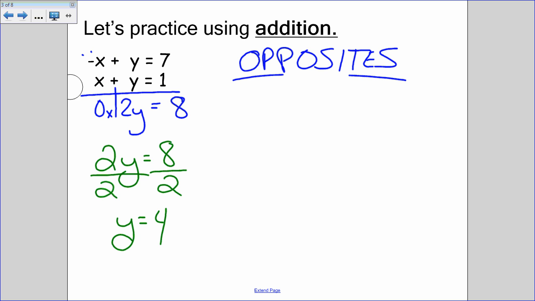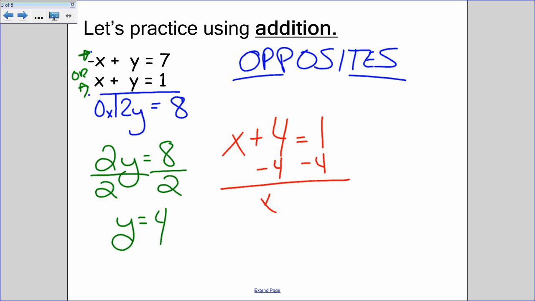Now that I know what y equals, I can plug it back into one of my first equations. We can either plug it into negative x plus y equals 7 or into x plus y equals 1. Let's plug it into the second one. That looks easy. So I'm going to have x plus 4 equals 1. If I subtract 4 from both sides, I get that x equals negative 3. Negative 3 for x and 4 for y.